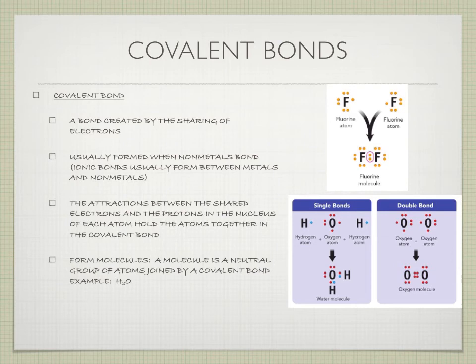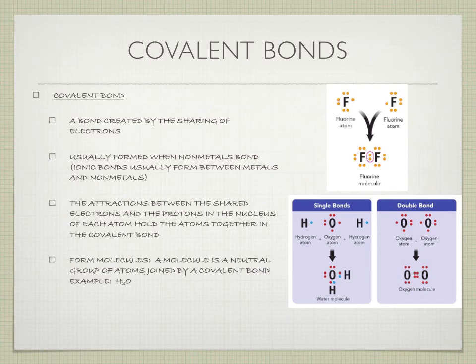Okay, example is H2O. So oxygen has 6 valence electrons, hydrogen has 1. So for oxygen to get 8, it has to share 1 from hydrogen. And actually you have to have 2 hydrogen to fill it up. So that's why there's 2 hydrogen, H2, and then 1 oxygen.